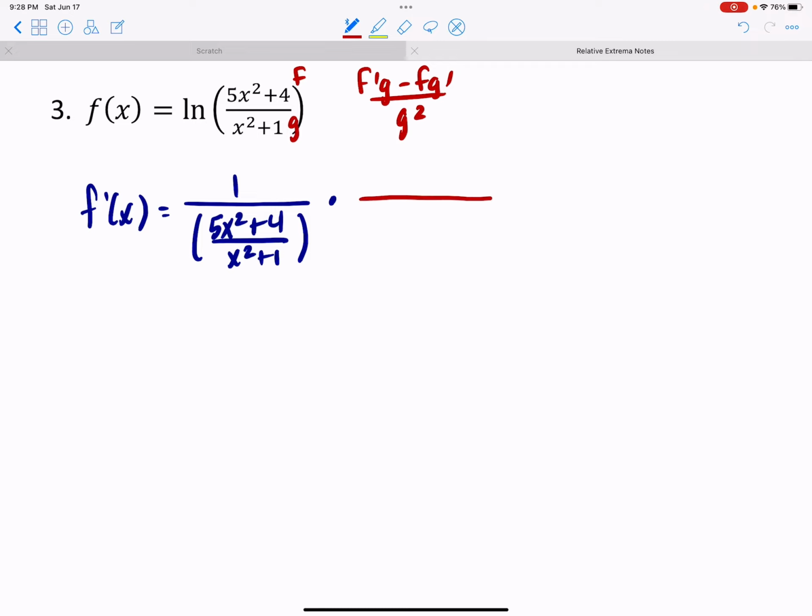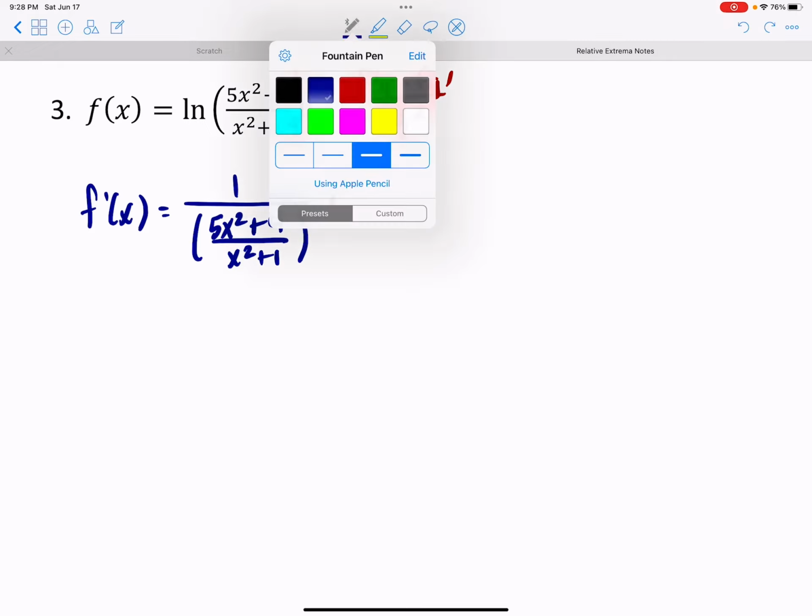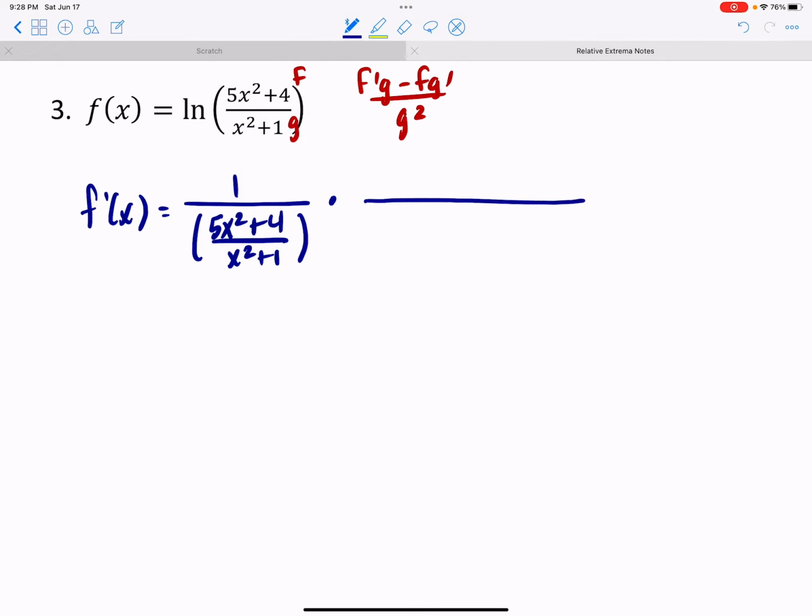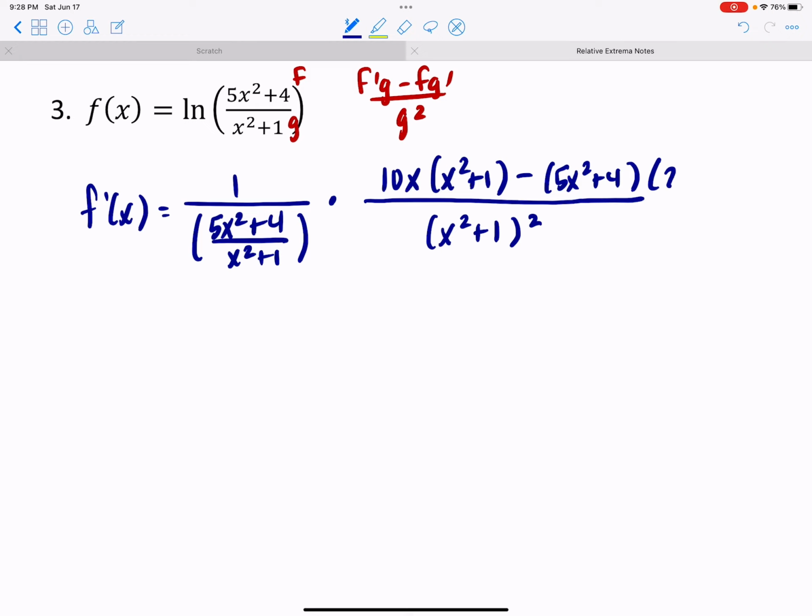That's the derivative of the inner function that I have to multiply by. So I'm going to have another fraction here. The bottom's easy, so x squared plus 1 squared. Let's get that done. F prime is going to be power rule in there. It's going to be a 10x, and then g, x squared plus 1, minus f, 5x squared plus 4, multiplied by g prime, which would be a 2x. Okay, so there's the unsimplified form. Remember, we're going to be doing some solving with this, so it's definitely going to be in our interest to go ahead and clean this up.